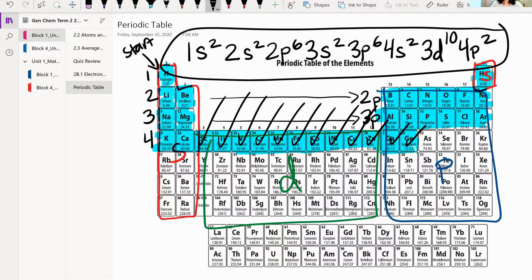Okay. And Madison, to answer your question, when you get to row 5, it would be 5s, and then when you get to the D block, it would be 4D. Very good question, Madison. So when you're on row 5, it's 5s, 4D, 5p.